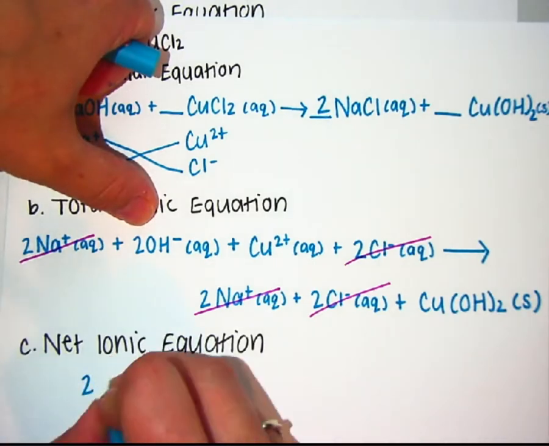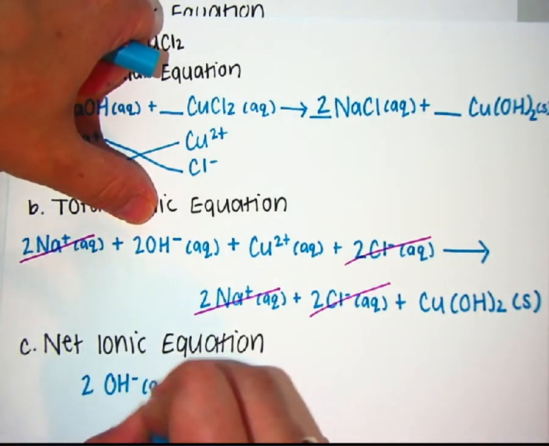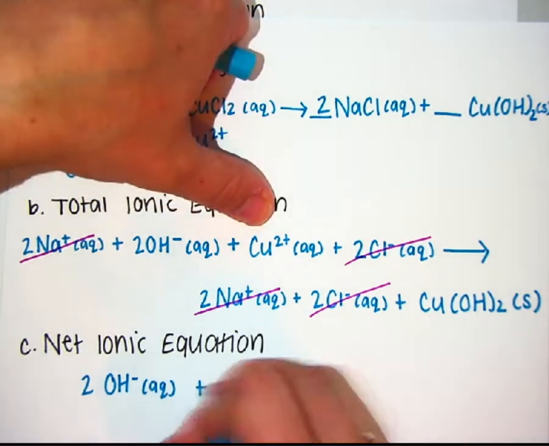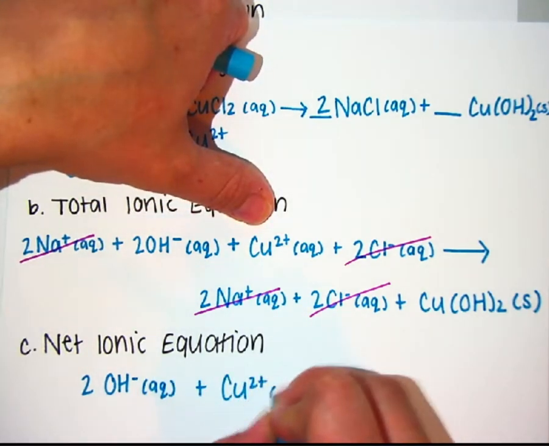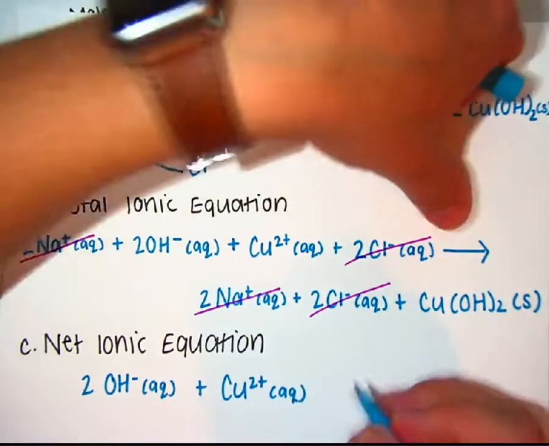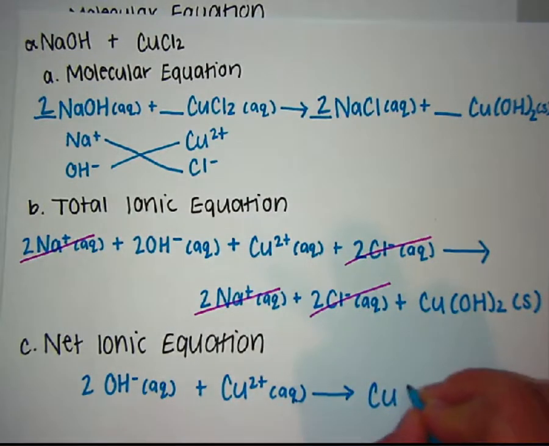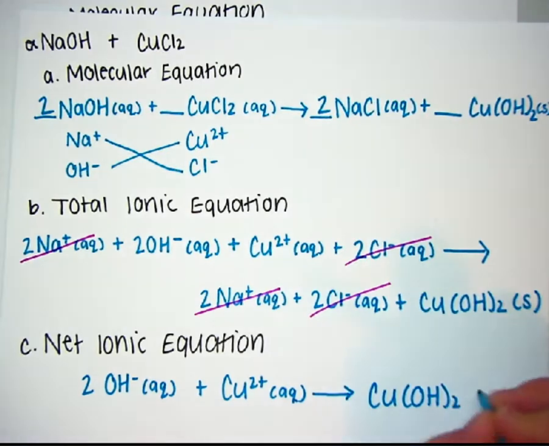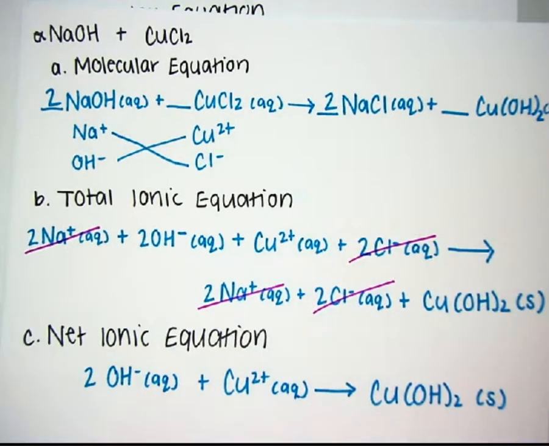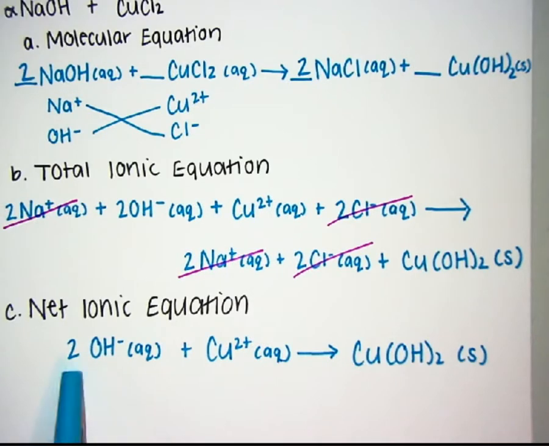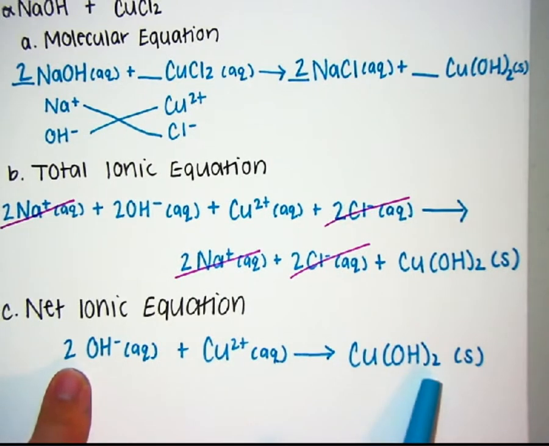So I have 2 hydroxide plus copper 2 plus yields copper 2 hydroxide. So it's important to bring down those coefficients from when you balanced, because your net ionic equation also needs to be balanced. I have 2 hydroxides on the reactant side, and I have 2 hydroxides on the product side. I have 1 copper on each side, so the reaction is balanced.